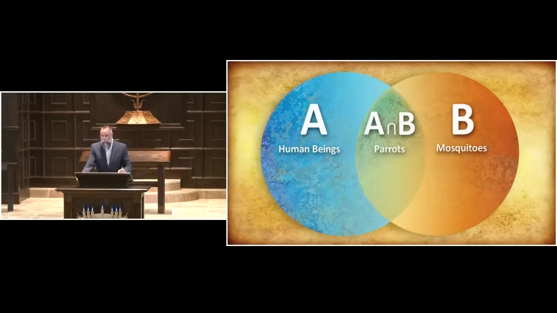Set A, human beings are two-legged, right? But they can't fly, right? I don't care how many times you sing that song, I believe I can fly. You can't. They're two-legged, but they cannot fly. Therefore, they're in set A.